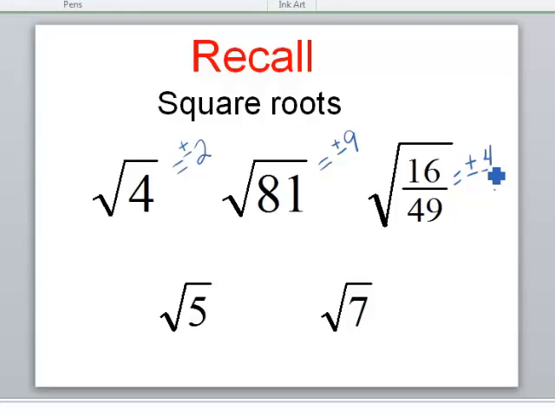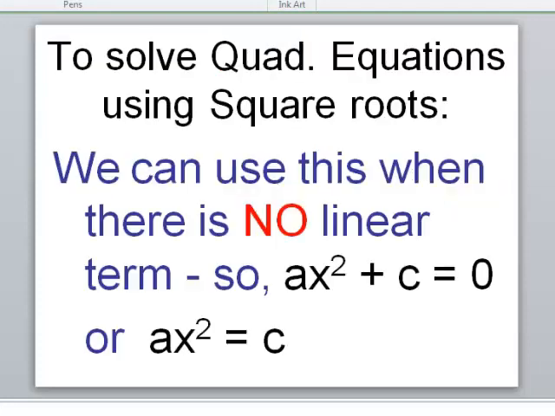The square root of 5 and the square root of 7 cannot be found exactly. You would need to use a calculator or estimate these using square roots that you already know. To solve a quadratic equation using square roots, we can only do this if there's no linear term. So that means there is no x term. There's only an x squared and a constant, a number by itself.